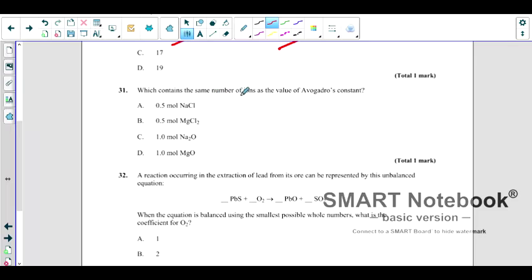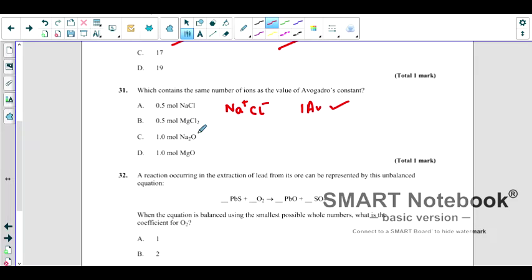Which contains the same number of ions as Avogadro's constant? Now we want to find which of these will have the same number of ions as Avogadro's constant. If you look here, this is 0.5 mole of NaCl. NaCl will be what? Na positive, Cl negative. So half Na and half Cl collectively will be how much? 1 Avogadro's number. So this is correct.